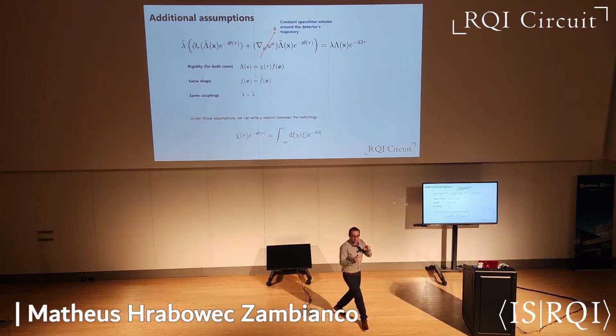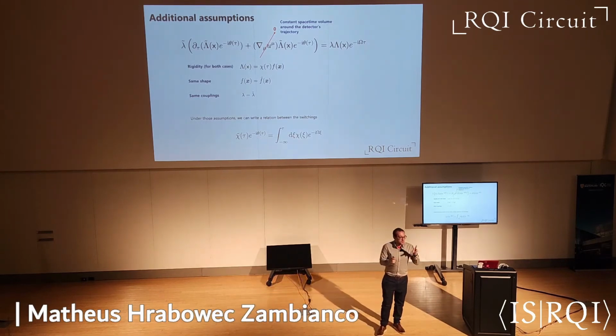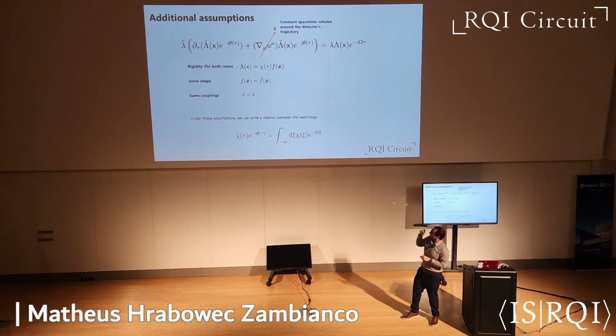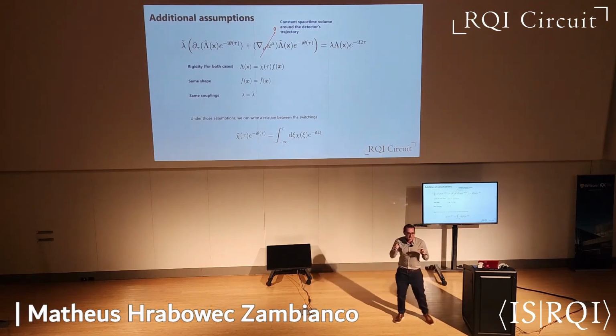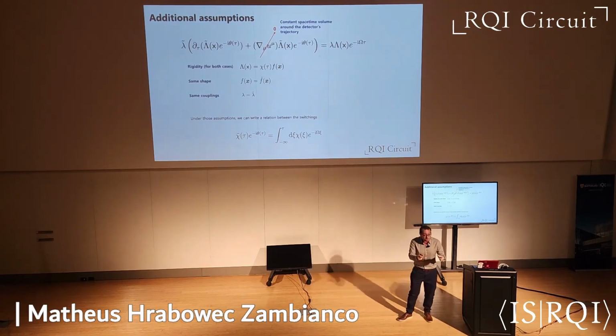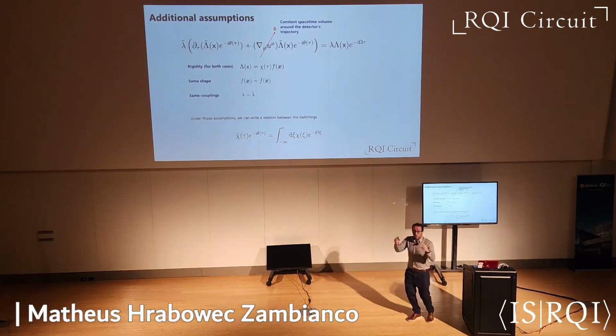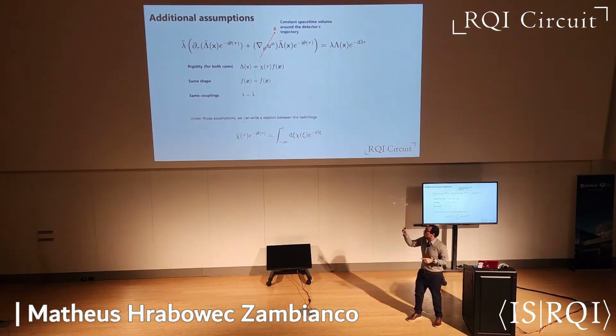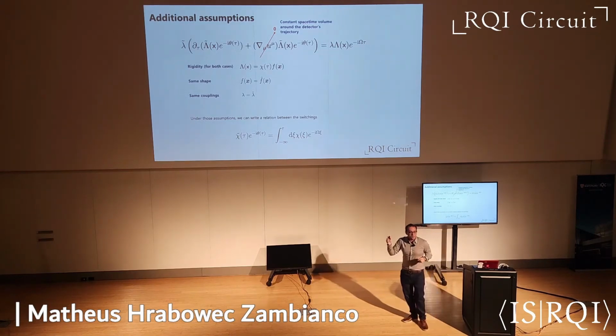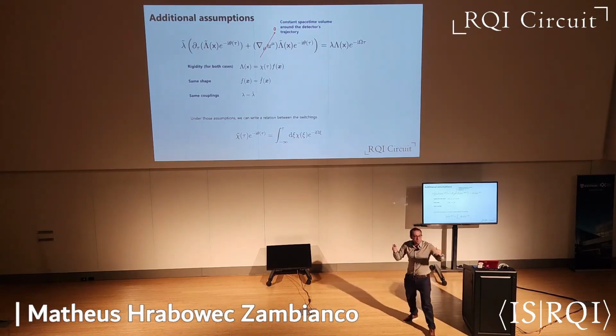So don't lose track. 3 minutes? Oh, time is relative. So don't lose track here. Here we have imposed that the physics is the same on those 2 models, and then we got this relation between the switchings, right? Now I ask you, can we go further?